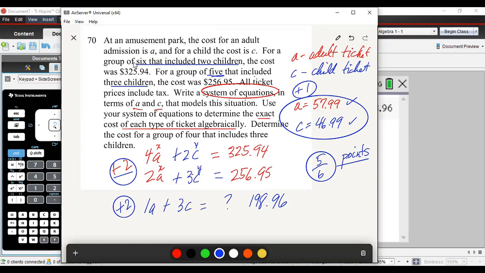Usually they give you 6 A and 2 children, but they're saying it's a total of 6 people. And out of those 6, 2 of them were children. This one was a group of 5, and that included 3 children. So you've got to be careful when you come up with your equations for this.